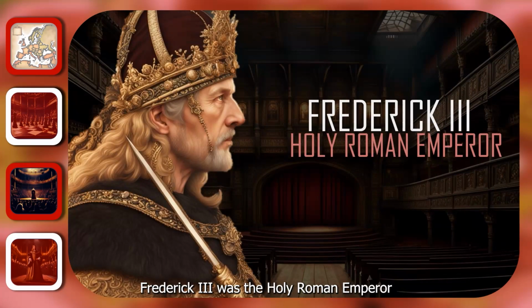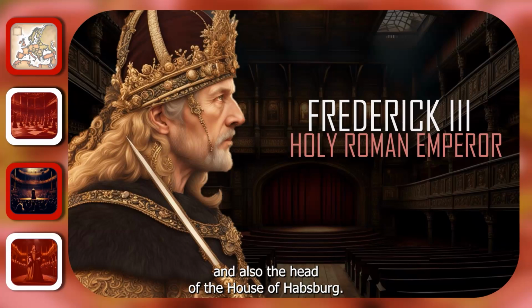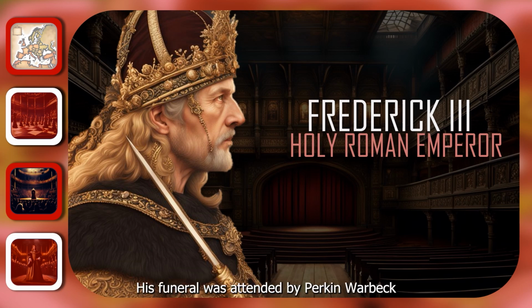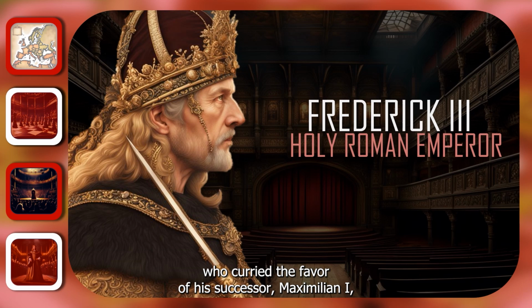Frederick III was the Holy Roman Emperor and also the head of the House of Habsburg. He governed over the HRE until his death in 1493. His funeral was attended by Perkin Warbeck, who curried the favor of his successor Maximilian I.